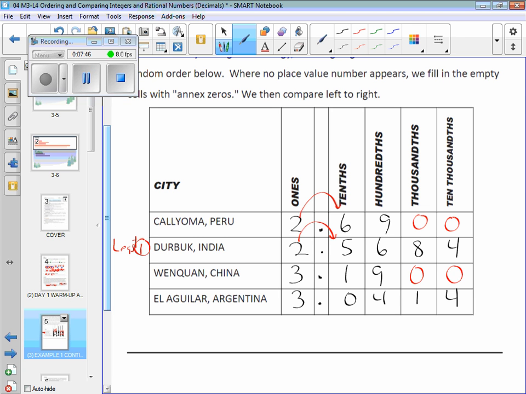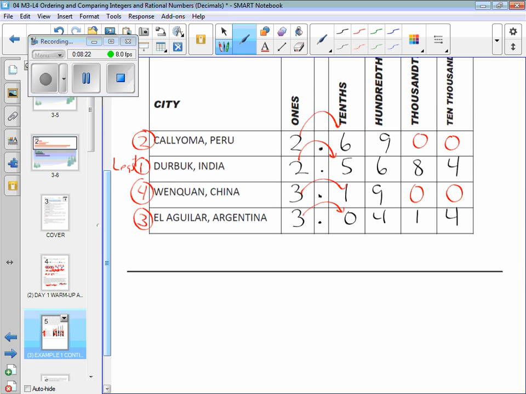Obviously, if Durbuck was the lowest, and we were comparing between these 2 cities, the next lowest has to be what? Peru. That's going to be my second least, or second lowest. Now we got to decide between which is the third and which is the fourth. Well, I've got 2 3s, so I need to look to the immediate right. What's lower, 0 or 1? Jen. That's my third least, which automatically makes Wencon the last, which is really the highest. Now I could put it in the order from least to greatest.